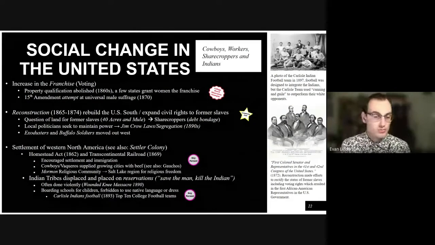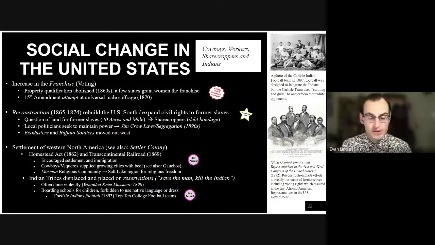Their children would be taken to boarding schools where they would be forced to learn English, not allowed to use their native language or dress in their Native American dress. The idea was we have to Christianize and Westernize these Native Americans. As one administrator of a school said, "Save the man, kill the Indian."